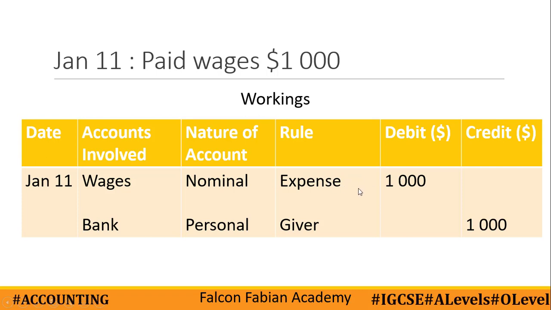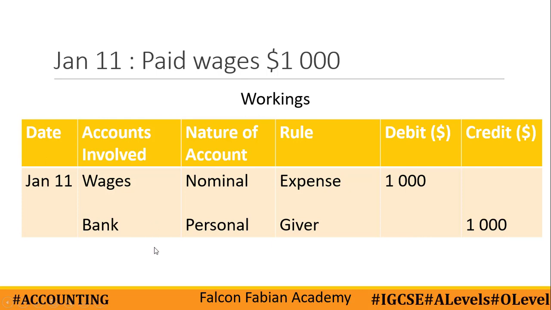And over here you've written that wages is an expense, and in the debit column you will write the amount that is 1,000. Now the second account involved over here is bank account. Now bank is an account of a business, therefore the rule for personal account is going to be applied to bank. Bank is giving the money to pay wages, therefore bank is the giver, and the rule for personal account is debit the receiver, and credit the giver. Here bank is the giver, therefore bank account needs to be credited by 1,000.